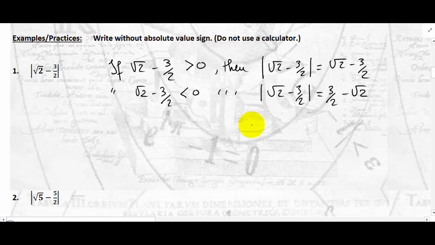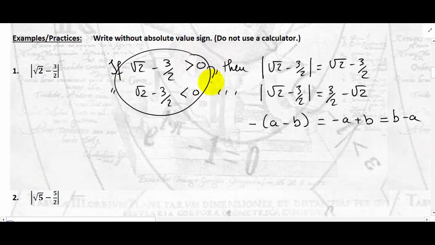Okay, the opposite of a minus b is the opposite of a plus b, which I can usually write, and I will write it like that all the time, b minus a. Okay, all right, so question: is root 2 minus 3/2 positive or negative? Which one is true here? Now you cannot use a calculator, right? Let's suppose I don't know that root 2 is 1.41 blah blah blah.